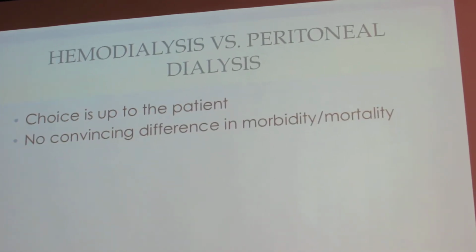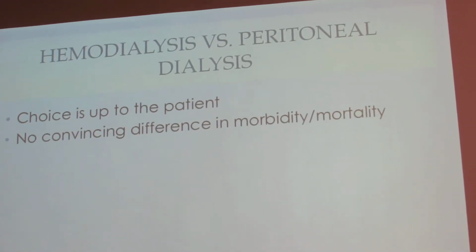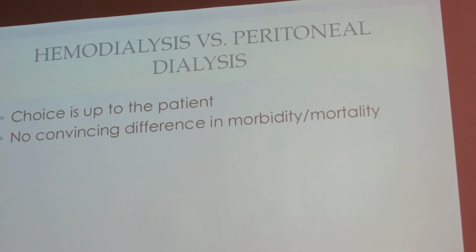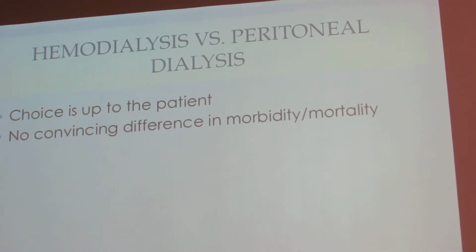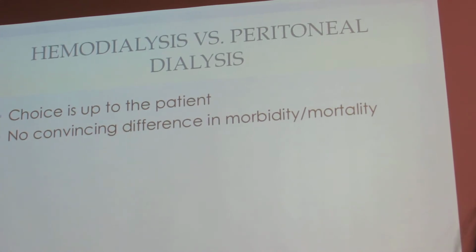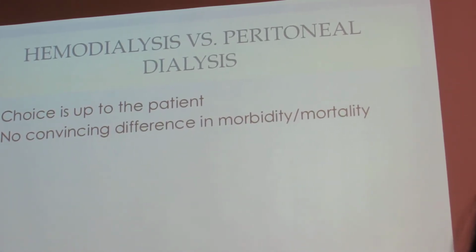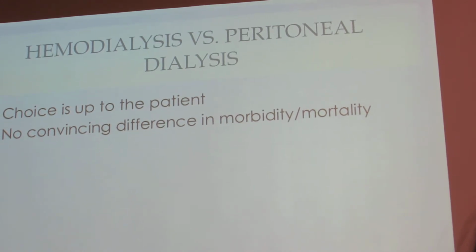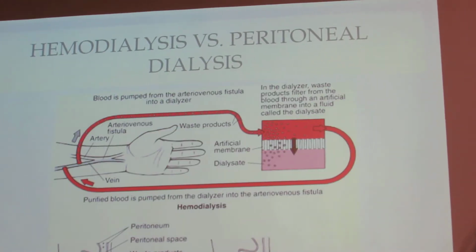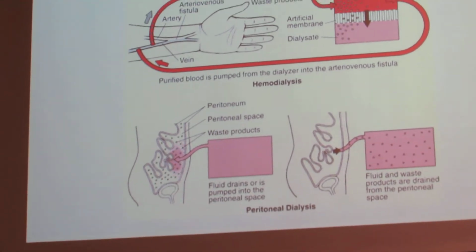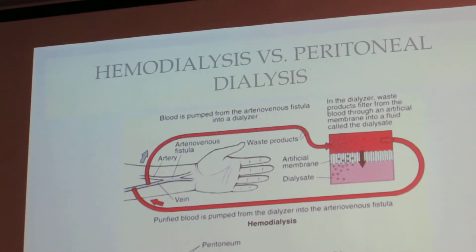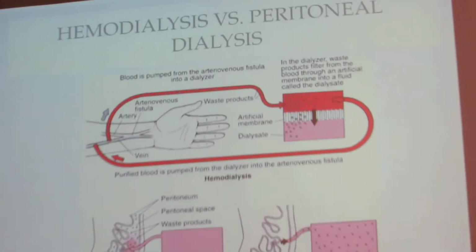So in terms of hemodialysis and peritoneal dialysis, there really isn't much of a difference in terms of which procedure provides a better outcome. It's really up to the patient and the doctor based on whichever treatment is preferred. This is just a picture taken from the slides of the differences between the 2 types of dialysis.